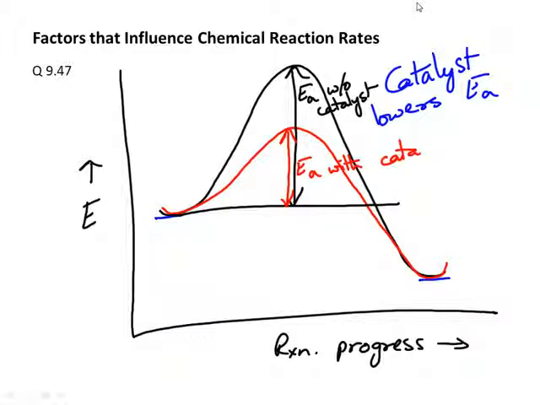So the only thing a catalyst does, one more time, is lower the activation energy of a system and therefore makes the reaction go faster, because more molecules will now have enough energy to transform from the reactants to the products.